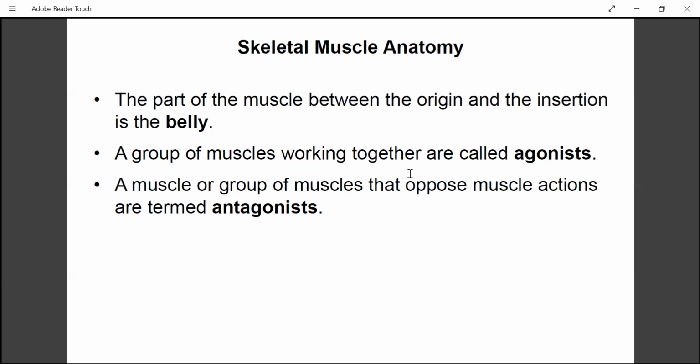We have multiple muscles that work together. We call these agonists. One example of this would be at the elbow. Our biceps and our brachialis both help flex or bend our elbow. So those would be agonists. The muscle or group of muscles that oppose a muscle action are antagonists. In that same example, our triceps, which straightens out our elbow, would be the antagonist. So the agonists are what help with the motion. The antagonists are what do the opposite motion or oppose that action.